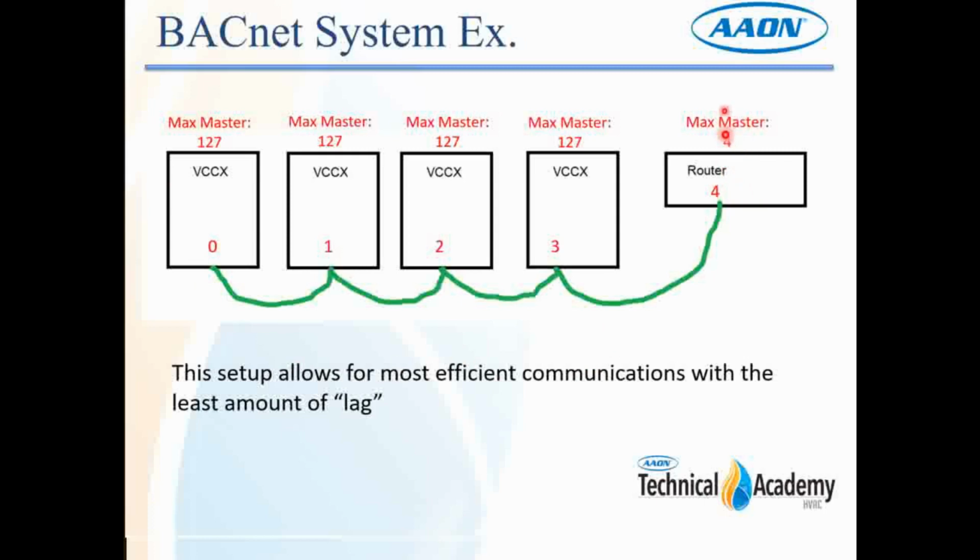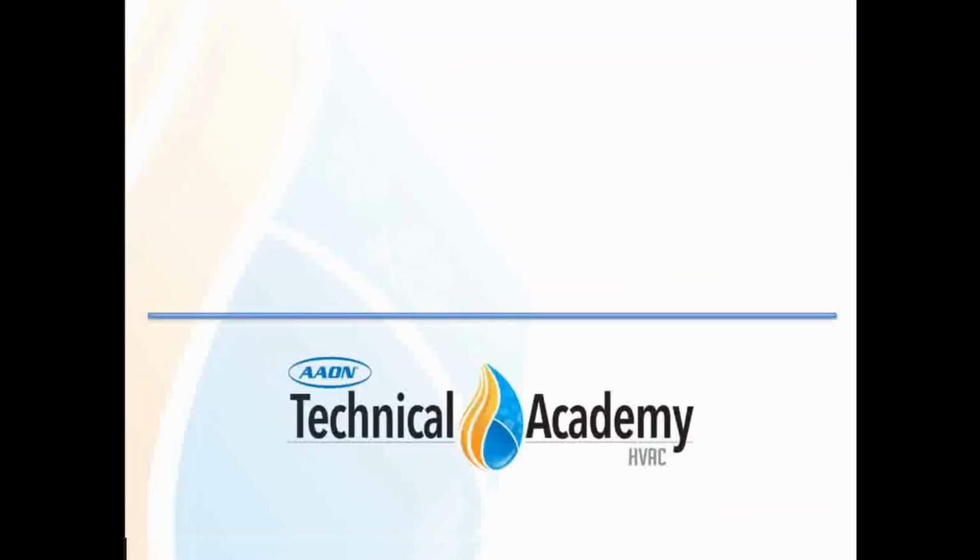However, if this was set to 127, then it would try to talk to 5, and then 6, and then 7, all the way down the line, and it will slow the communications network down. So the best thing to do is to set up the system like this, where you have your max master on your router set to the last address. So that concludes the basics of the wiring and the settings for the BACnet MSTP as we use it on VCCX2 controllers.